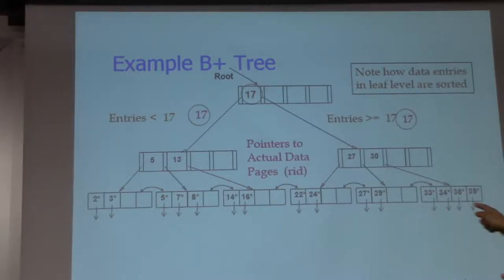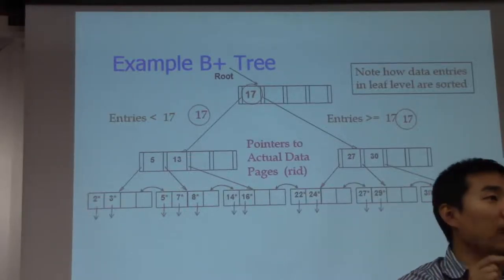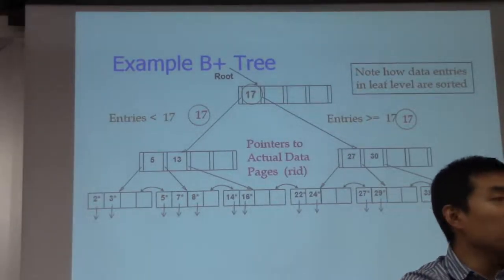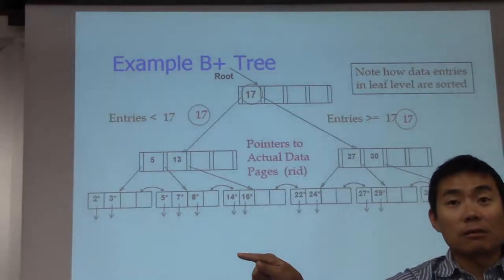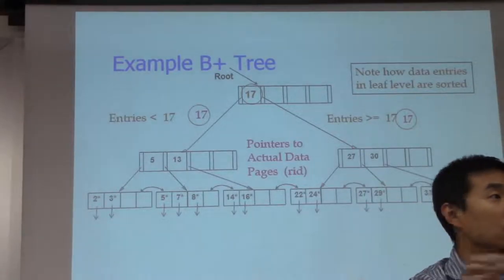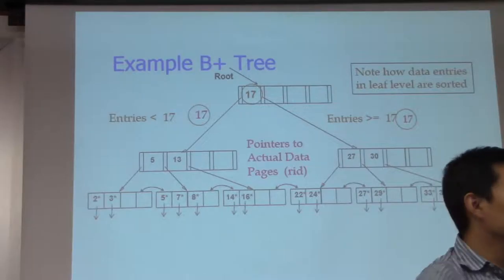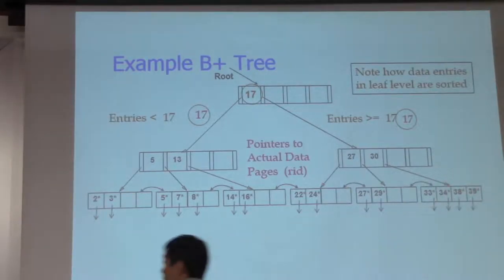If you do not link the leaf level pages, you have to go back to the root of the tree again and search for the next record. But if you do link the pages in the leaf level, once you find the first data entry that corresponds to 3.0, you can do a linear scan at the leaf level because they are linked and they are sorted. You follow me? So that's why we always link the leaf level pages together.